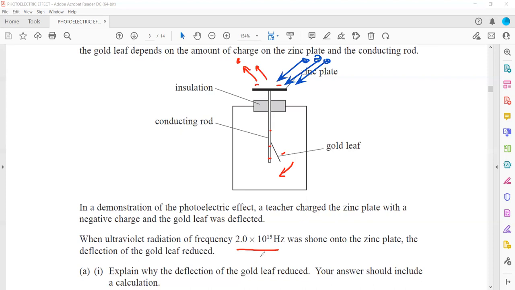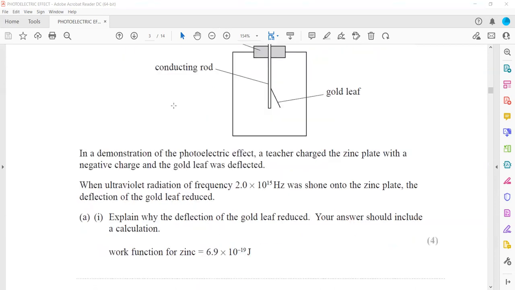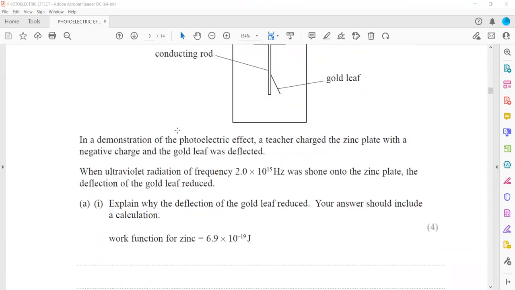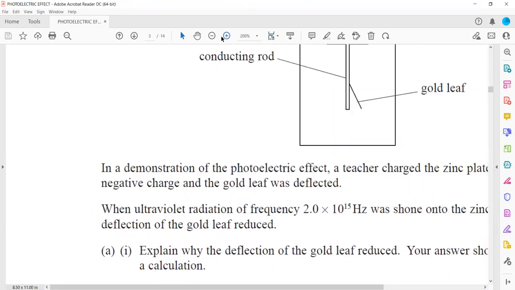So the teacher is demonstrating that if there's a photoelectric effect, this should happen. And if the energy of the incident light is more than the work function, then the leaf should collapse and stick to the conducting rod. Then: explain why the deflection of the gold leaf reduces, and your answer should include a calculation. The work function of zinc is given as 6.9 into 10 to the power minus 19 joule.